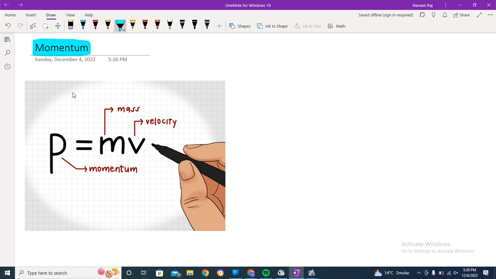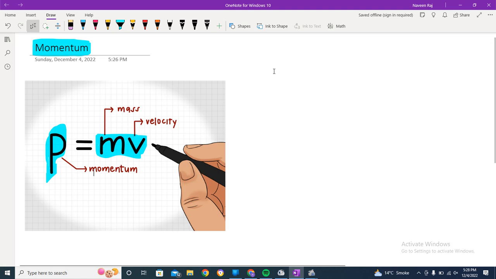First of all, this P over here is momentum. P is the symbol of momentum, and momentum is equal to the product of mass and velocity. So we'll be understanding this diagram or this formula. First of all, let's look into the basic definitions.